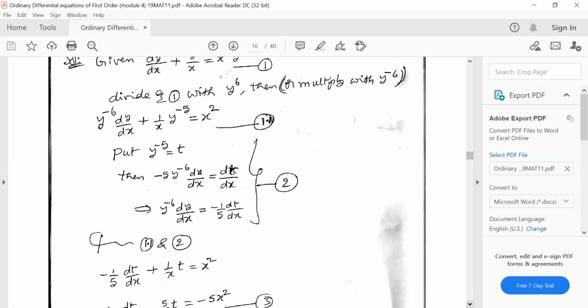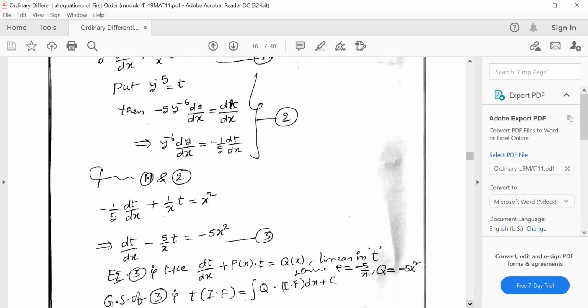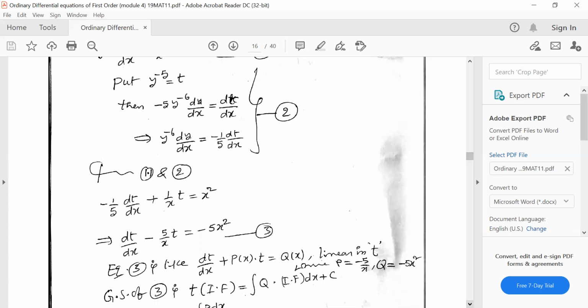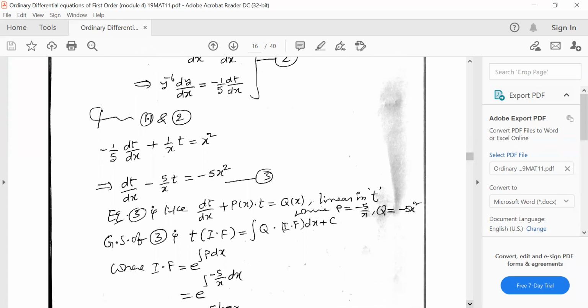Then put the same in the given equation. It becomes dt by dx minus 5 by x into t is equal to minus 5x square. So this is in the form of a linear equation in t, like linear in y, linear in x. Now this is linear in t. Once we recognize it as linear in t, the two steps are finding the integrating factor and writing the solution. So the integrating factor is e power integral p dx.